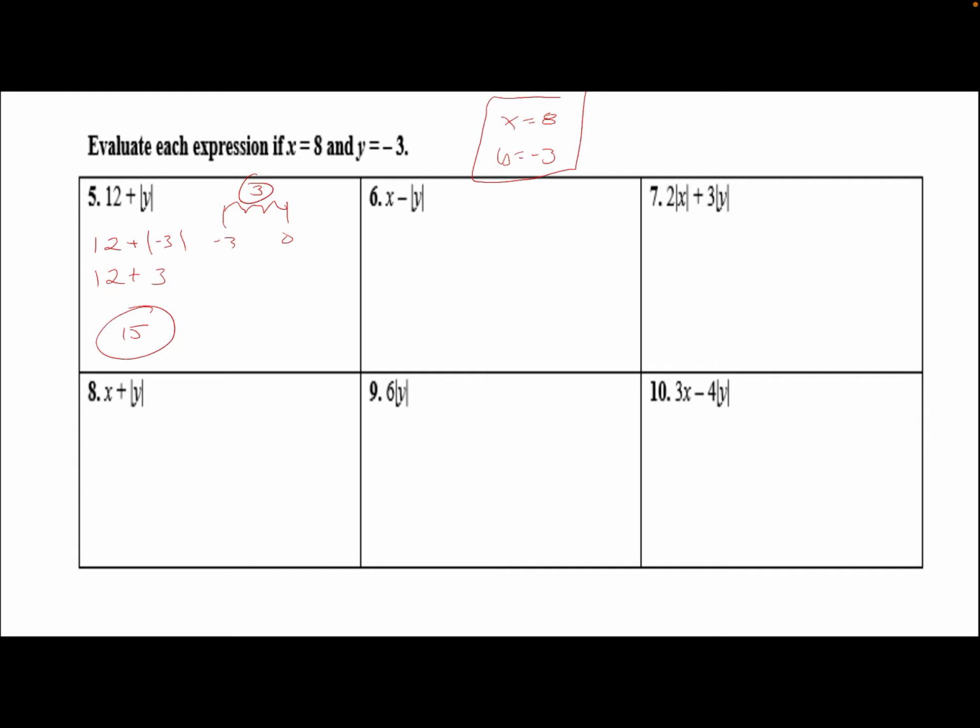Here we've got x minus the absolute value of y. So x we said was 8 minus the absolute value of -3. Now we see this subtracting negatives. That generally means let's add, but what I need to do before that is evaluate my absolute value. So actually I'm doing 8 minus 3 because the absolute value of -3 is just 3. So that gets me just 5.